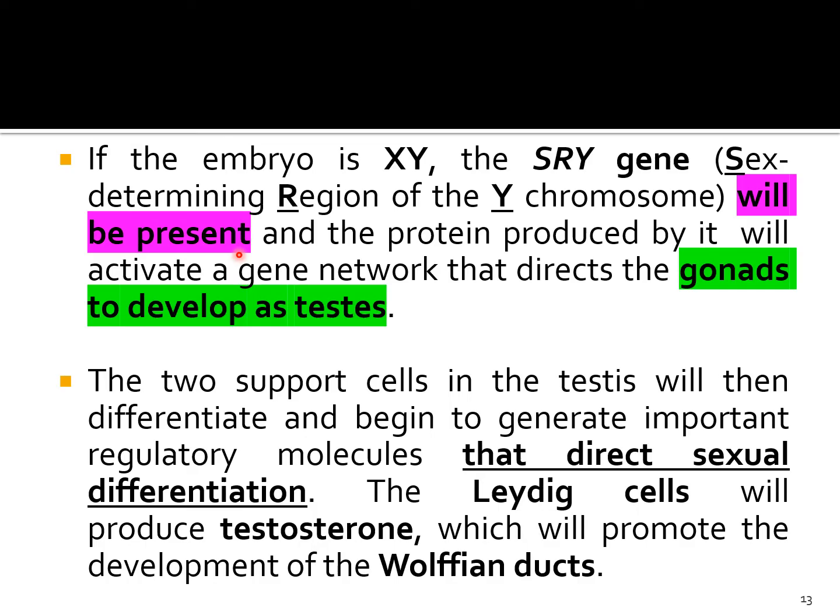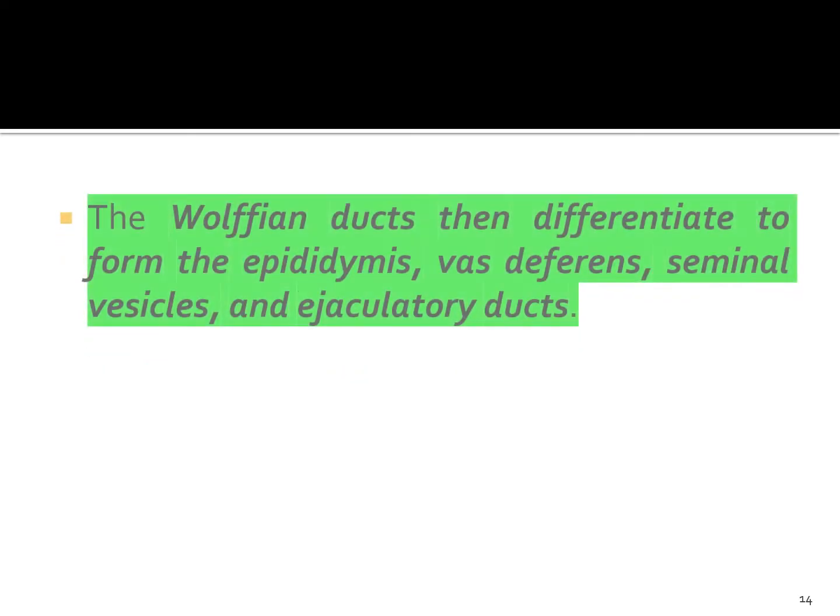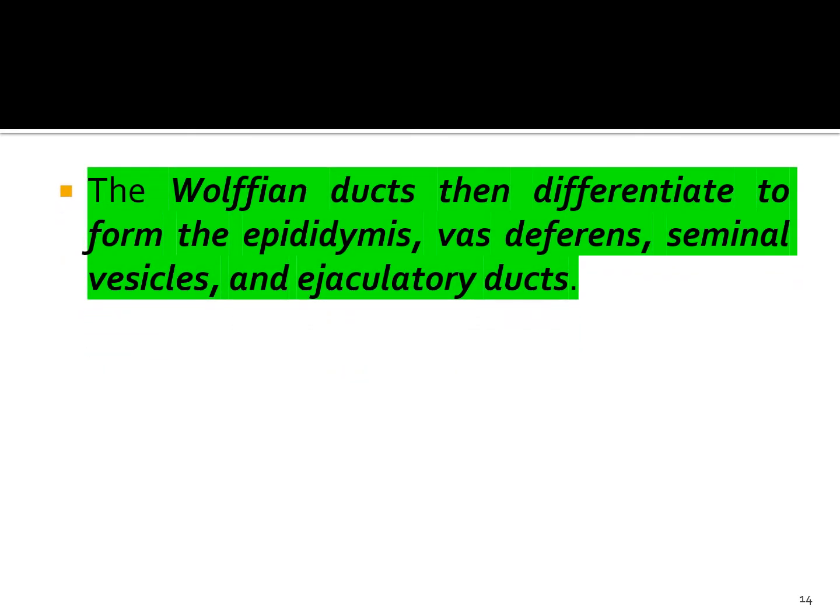And then the two support cells in the testes will differentiate and begin to generate important regulatory molecules. These molecules will direct sexual differentiation. Therefore, the Leydig cells, which produce testosterone, will promote the development of the Wolffian ducts. The Wolffian ducts will then differentiate and form the epididymis, the vas deferens, the seminal vesicles, and the ejaculatory ducts.